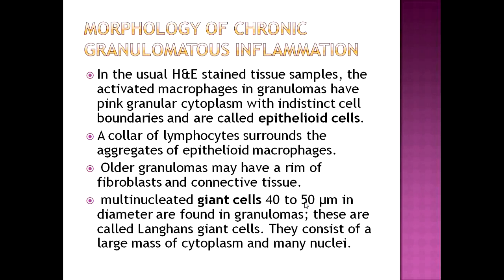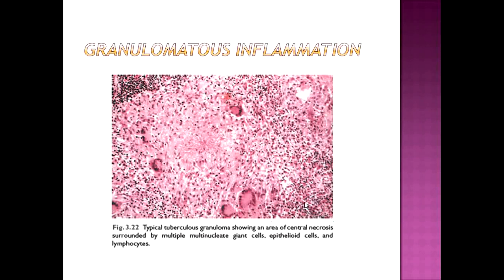In the usual H&E stained tissue samples, the activated macrophages in granulomas have pink granular cytoplasm with indistinct cell boundaries and are called epithelioid cells. A collar of lymphocytes surrounds the aggregate of epithelioid macrophages. Older granulomas may have a rim of fibroblasts and connective tissue. Multinucleated giant cells 40 to 50 micrometers in diameter are found in granulomas. These are called Langhans giant cells. They consist of a large mass of cytoplasm and many nuclei.